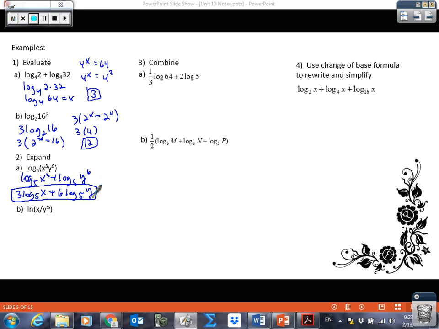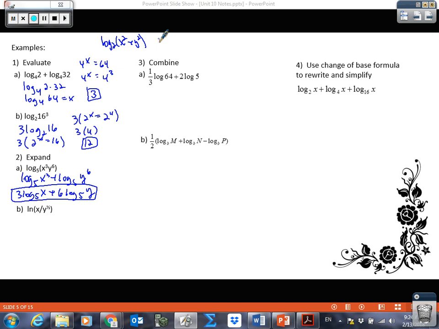If the argument has multiplication in it, we can expand it. If the argument has division in it, we can expand it. If the whole argument is taken to a power, we can expand it. Other than that, we cannot do anything. Okay? Can't do anything. So for example, if I had log base 2 of x squared plus y squared, can I expand that? No. I can't expand a sum.